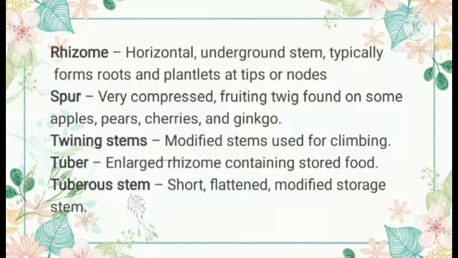Spur is a very compressed fruit twig found on some apples, pears, cherries, and ginkgo. Tendril is a modified stem used for climbing. Tuber is an enlarged rhizome containing stored food. Then the tuberous stem is a short, flattened, modified storage stem.